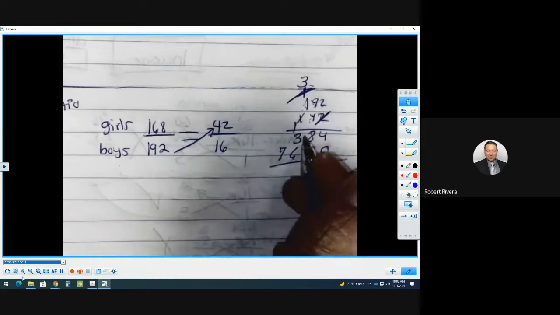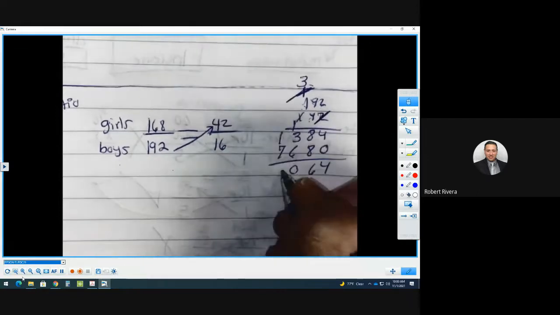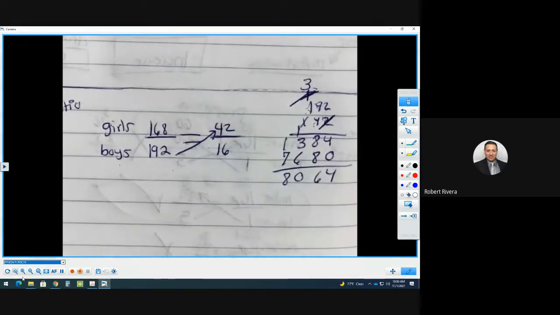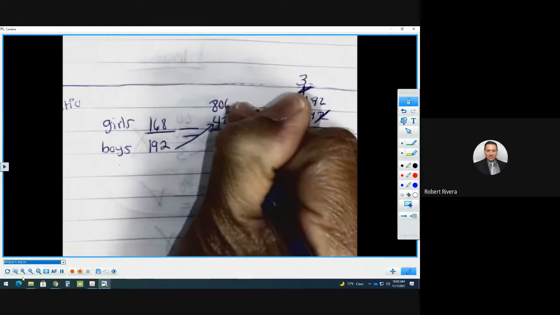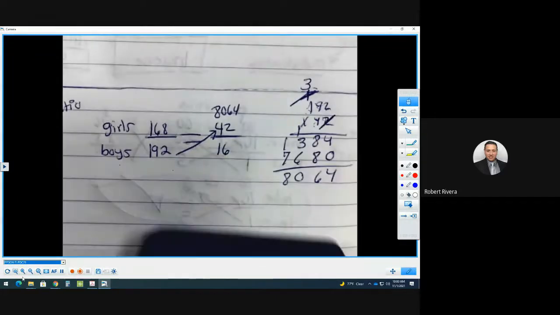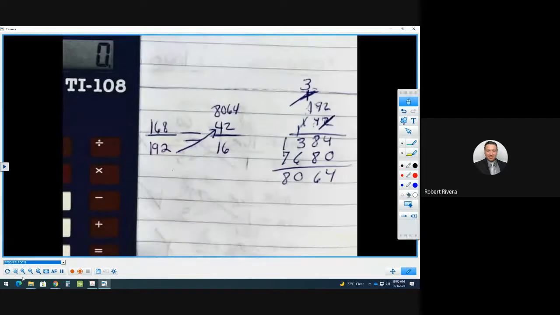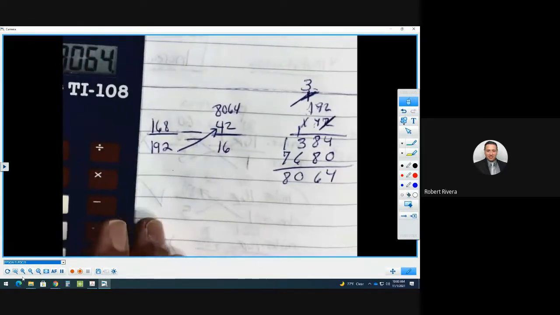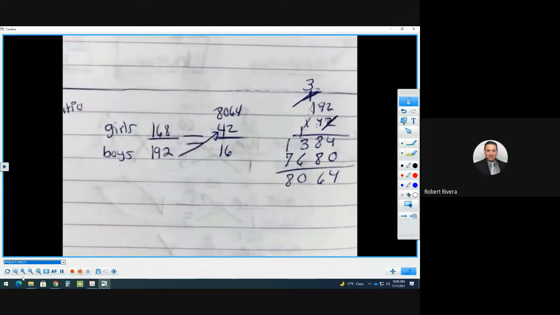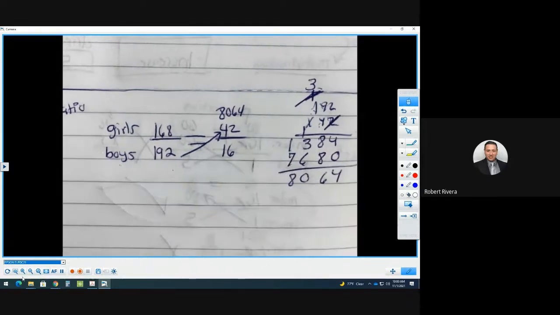Remember that if you're not a calculator kid, you should not be using the calculator, okay? Because you're not going to use it in the test. 8,064, is that what you all got? Yes, sir. So right here, I'm gonna put 8,064. The calculator kid was just gonna take care of business with a calculator. 192 times 42, 8,064. It matches what we did. They'll probably go faster because they don't have to be calculating like us, but too bad. That's just the way life is, right? Some of us qualify for things, some of us don't.